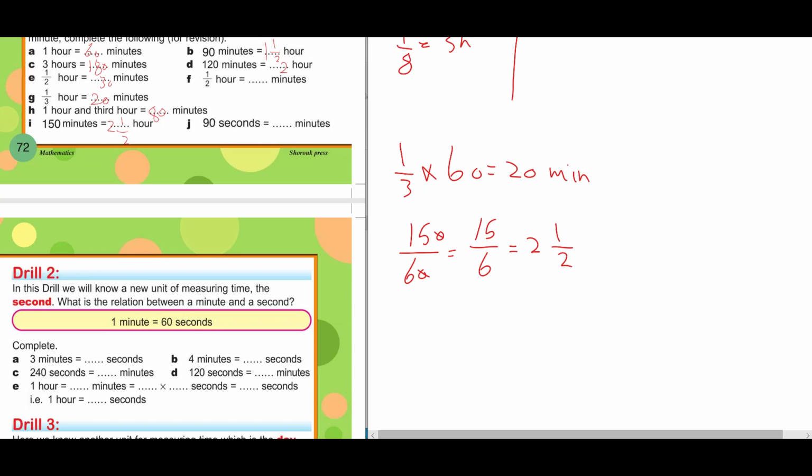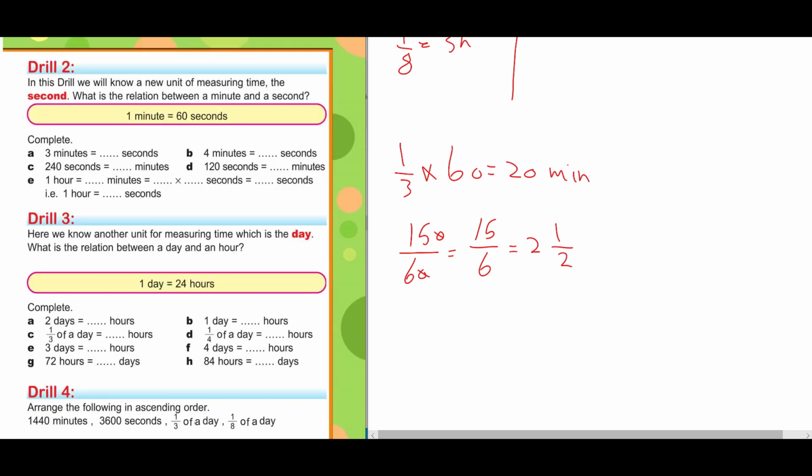90 seconds equals how many minutes? 1 minute equals 60 seconds, plus 30 seconds equals 90 seconds. That means 90 seconds equals 1.5 minutes.